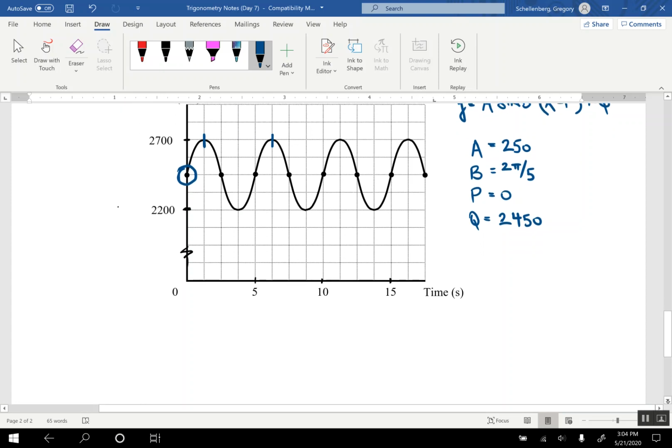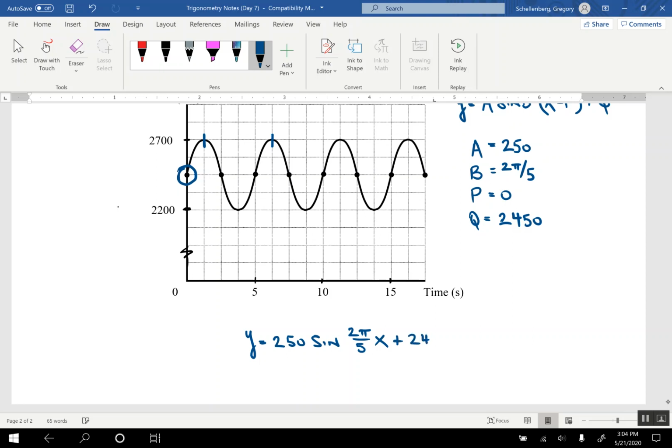So if we put this all together, our equation looks like this. y is equal to 250 times the sine of 2 pi over 5 times x plus 2,450. And that's it.